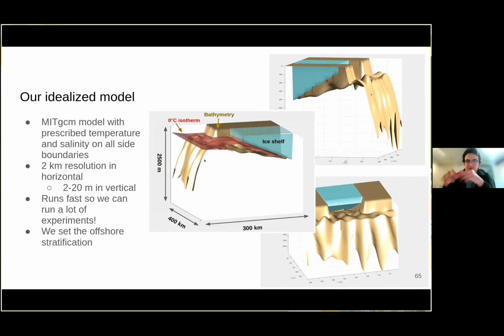It has a 2 kilometer resolution in the horizontal and a 2 to 20 meter resolution in the vertical. And the nice part about this is it runs fast. So we can run a lot of experiments. We're going to try a bunch of different cavity geometries with a bunch of different forcing regimes, and we're going to see what happens.